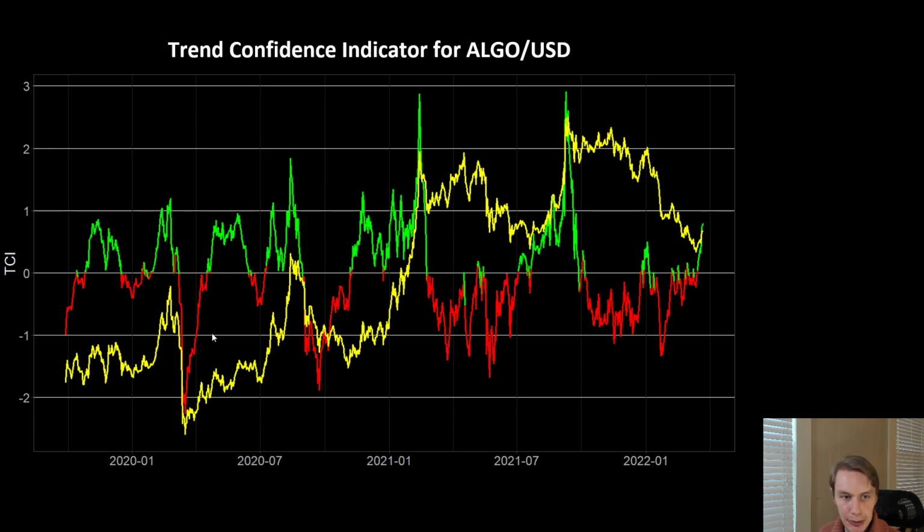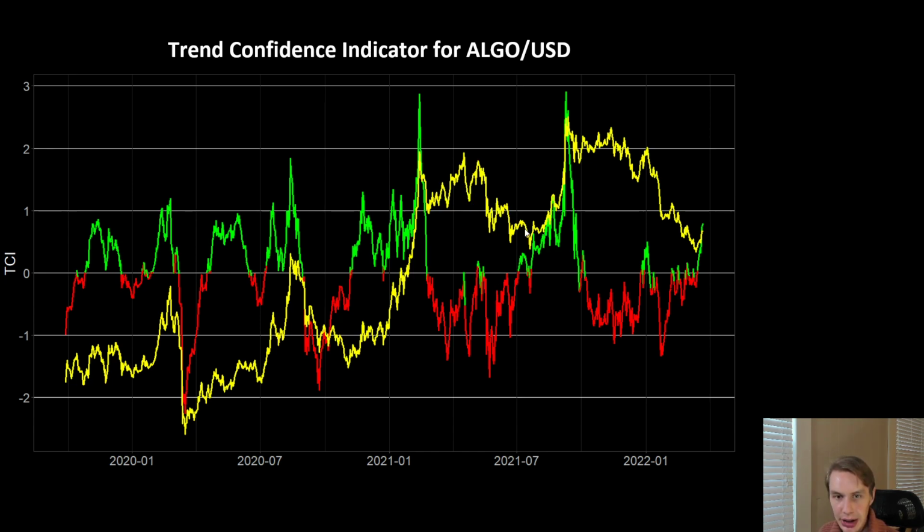And the idea is that if we're in an uptrend and the TCI is green, that's good. That means that we can have maintained confidence that that uptrend will continue. But then if you have an uptrend and the TCI is red, like what happened here, that's a bad sign. That suggests that this uptrend is not very believable, and that downside could very well follow. And that's exactly what we saw here back in the spring of 2021.